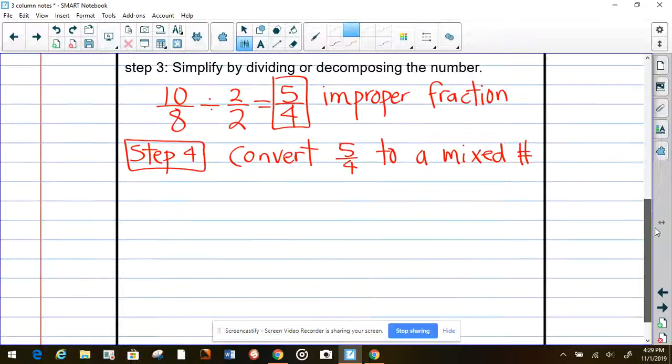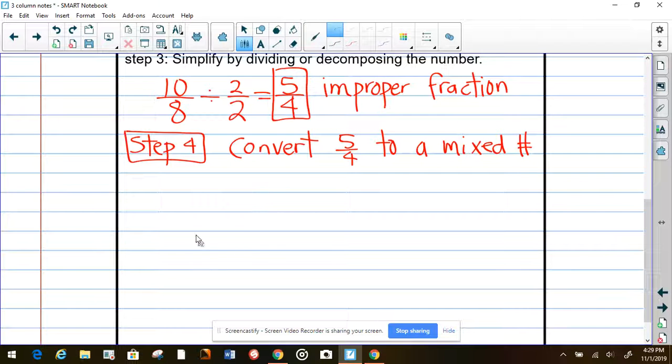Okay, and there's a couple of ways you can do that. So let's grab 5/4. That means 5/4 is the same as 5 divided by 4. So the 4 goes into 5 one time. 1 times 4 equals 4. The remainder is 1. So how do we write the answer? We write it like this.